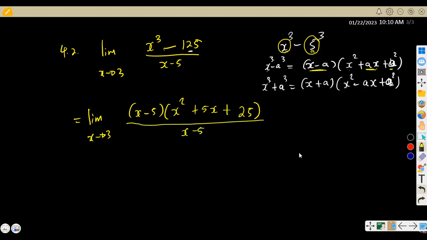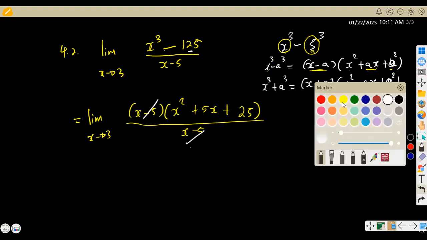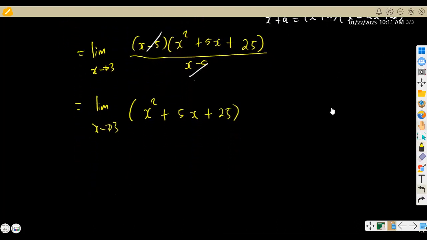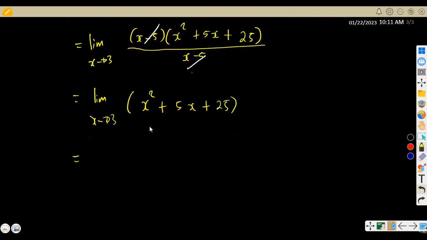So there is a miracle that is going to happen. As you can see, x minus 5 are the same, so these two can cancel out. Which means we are going to remain with the limit as x approaches 3 of this whole expression, that is x squared plus 5x plus 25. So what does this part mean? It simply means that in place of x, you are going to substitute 3. So you're going to have 3 squared plus 5 times 3 plus 25. Okay, so this is what you're going to have at the end.